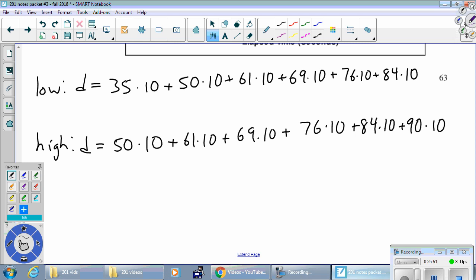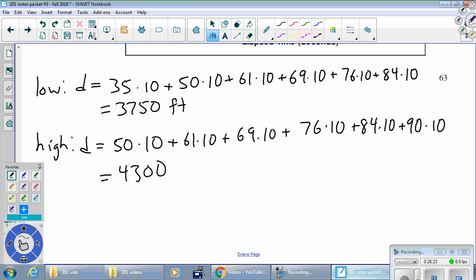In both cases, we're doing 6 products and then adding them up. Notice that in the low estimate, the 90 didn't get represented anywhere, and in the high estimate, it's the 35, the first number there, that doesn't come into play. And so you just do the arithmetic, and I'm going to read off the answer key here. So this first one is 3,750. It was feet per second times seconds, so that's feet. And then the high estimate is 4,300.